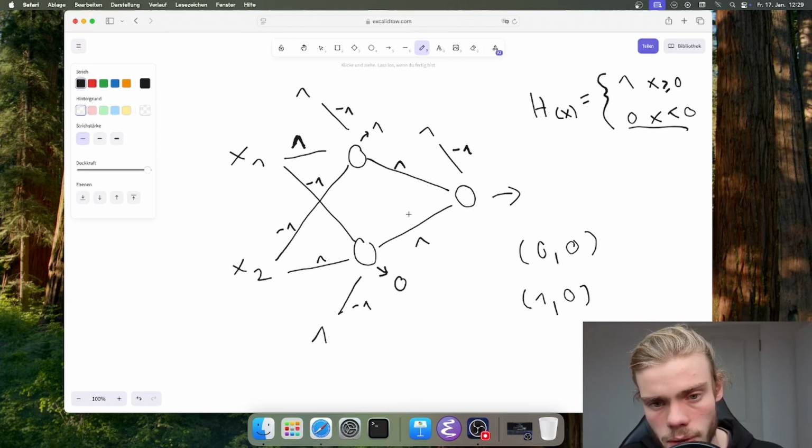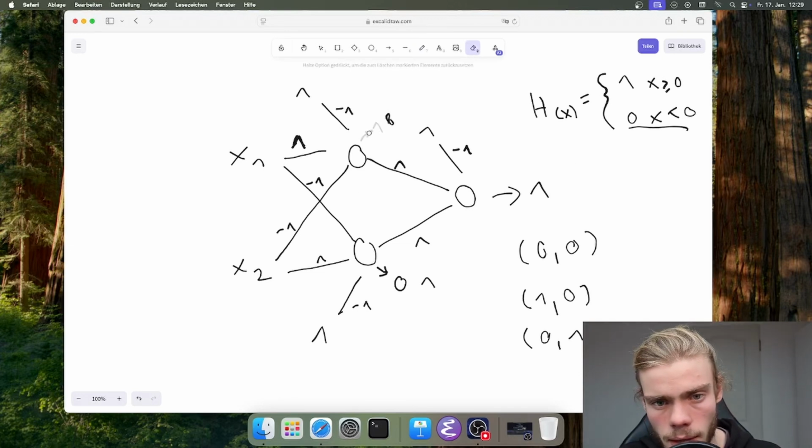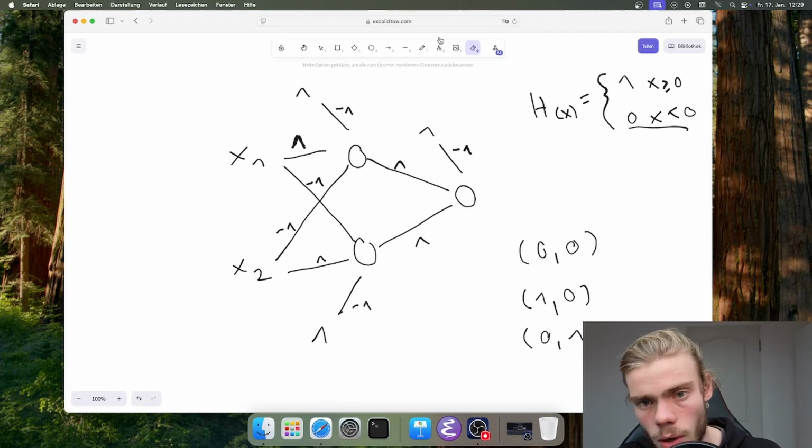This outputs a 0. We have 1 times 1 plus 1 times 0. That is 1. Minus 1 is 0. So x is greater than or equal to 0. This outputs a 1. The same thing for the inverse. Then this neuron here will output a 1, and this will be a 0. Same, still a 1. And the fourth configuration, which is 1, 1.